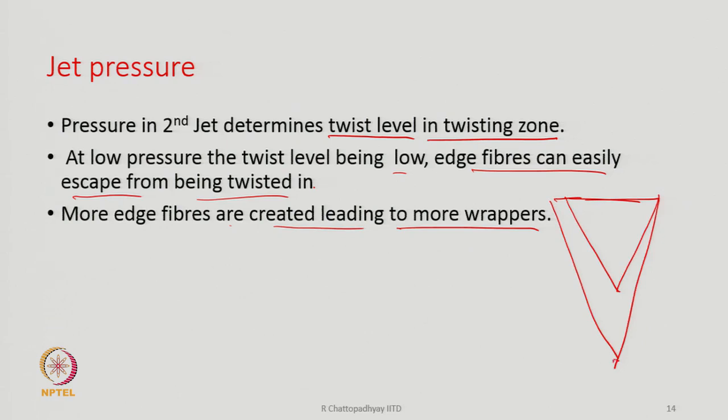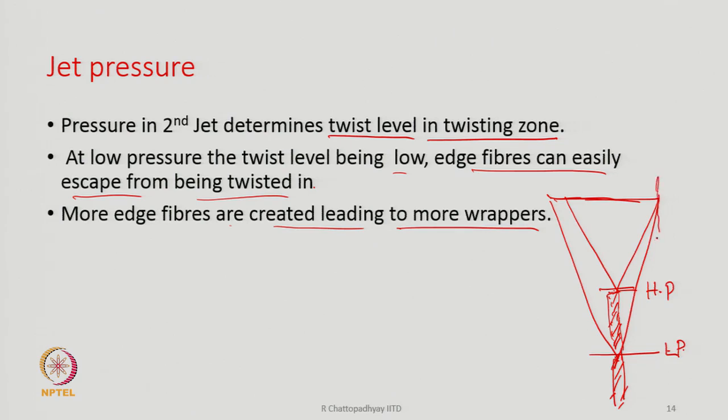when the pressure is low, suppose this is the apex point of the triangle. When the pressure is high, the twist will reach here at this point. When the pressure is low, the twist will reach this point. So, this is for high pressure and this is for low pressure. So, low pressure means elongated twist triangle.